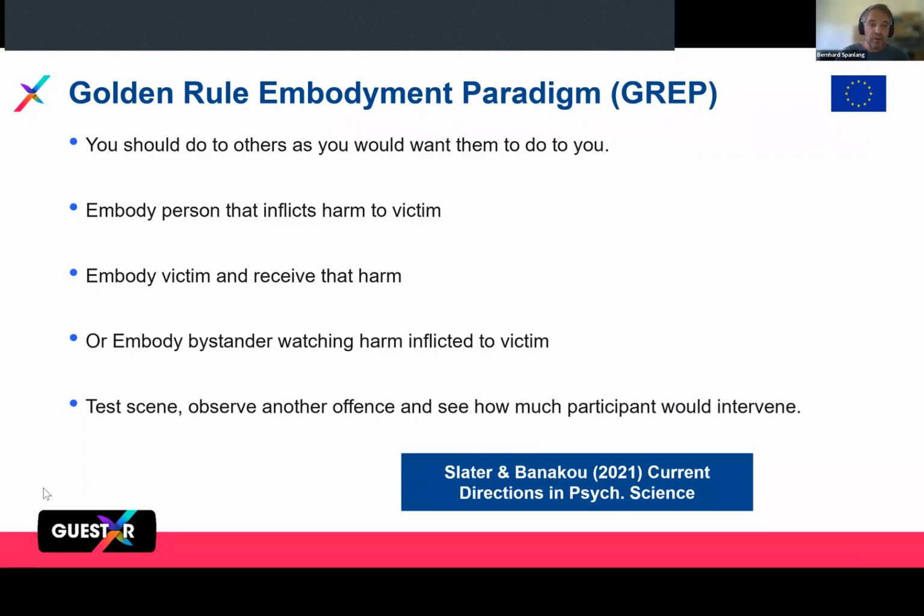So this golden rule can be applied in virtual reality in the same way as we just saw in this experiment with Google, where in the beginning the participant would be embodied in an avatar that inflicts harm onto a victim, and you would then see from the perspective of the victim or from another person's perspective, and in the end there would be a possibility to measure a difference in a test scene where people would observe an offense and see how much they would intervene. So it's a structure which can be used for many different types of studies to see the impact of embodying as someone who causes harm, and how that can create more understanding from a victim's perspective.